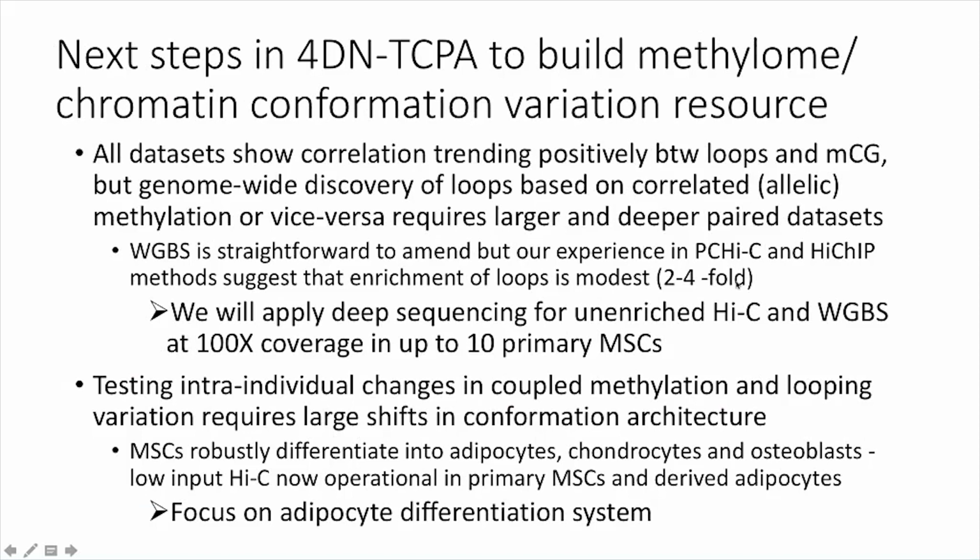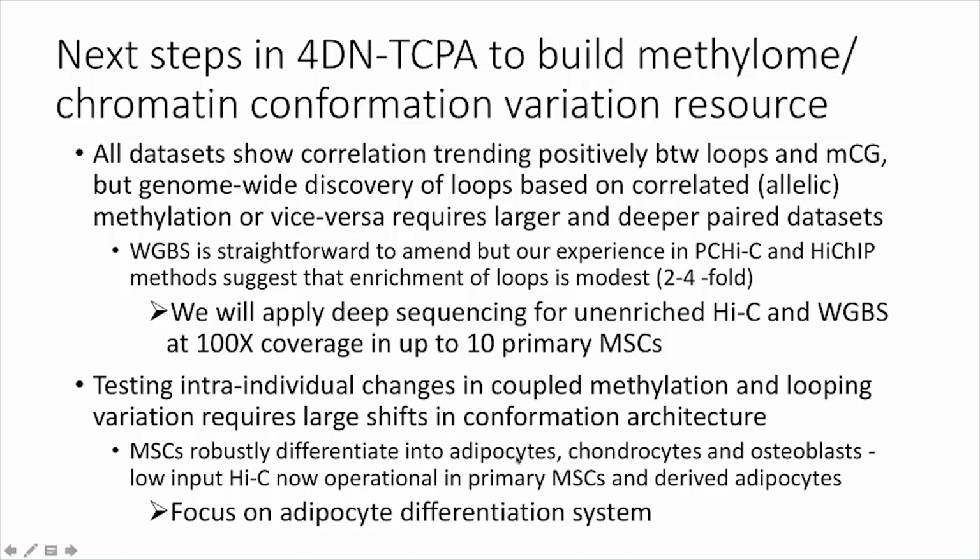What we initially wanted to do, and I didn't show you the negative data, is our initial plan was to generate high-resolution Hi-C maps using enrichment techniques such as promoter capture or HiChIP approach, but we haven't been really able to get more than 2- to 4-fold enrichment of targeted sites. So we've given up on that and are generating shotgun Hi-C data in a slightly smaller number of samples than we initially targeted.